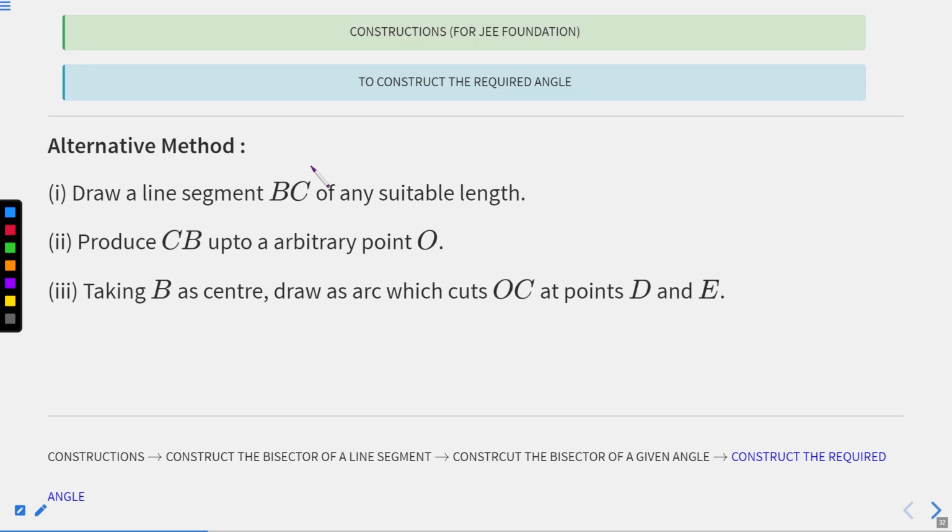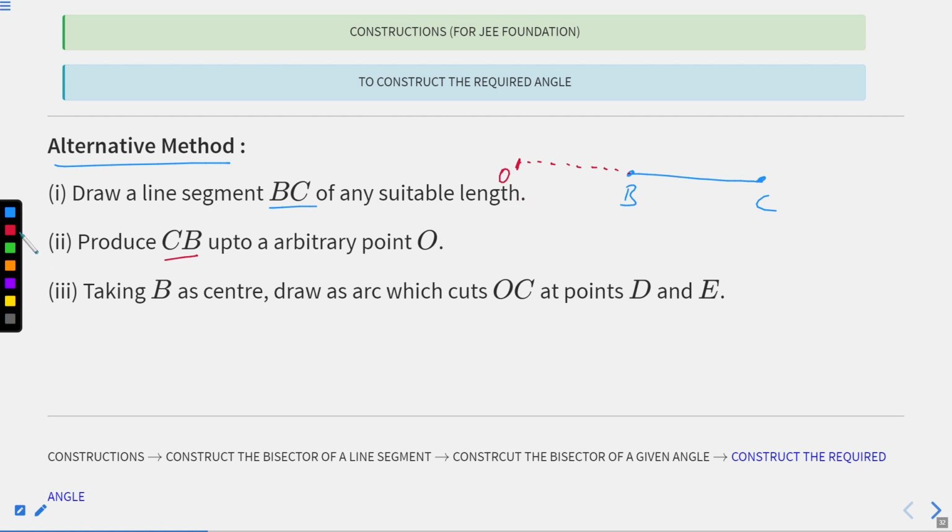Let's move to next. So let's see the alternate method to draw a 90 degree angle. Drawing any suitable length of line segment BC. So here we have BC. Now produce CB. So C to B is here, now producing it up to B. So we are going into this direction. Here is our O, any point O taking any length. So we will produce to O till any length we want.